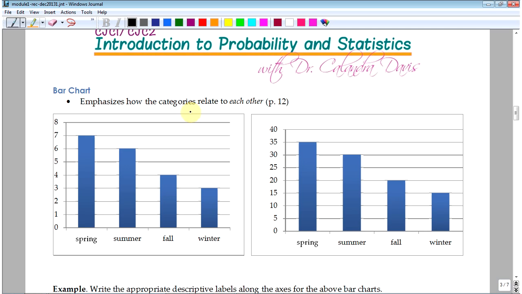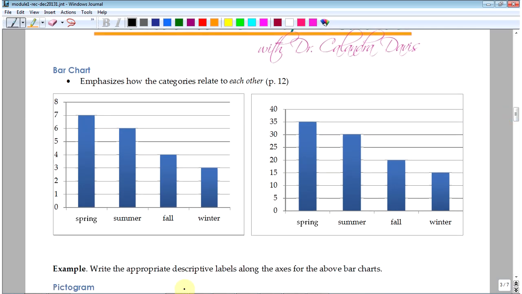Okay, well, another way that you can visually display your data is by using a bar chart. So the bar charts emphasize how the categories relate to each other, as opposed to how they relate to the whole, like the pie chart. So for this example, write the appropriate descriptive labels along the axes for the above bar charts. So for the first one, along our x-axis, which is the horizontal axis, that was the favorite season.